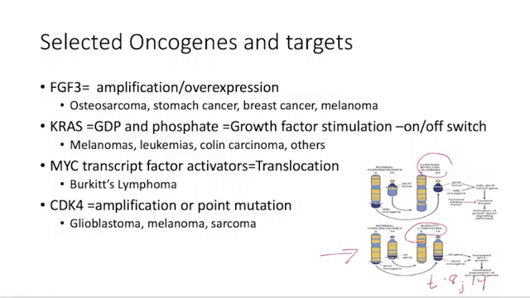And we could get an amplification or a point mutation with that. And you see there glioma, melanoma, sarcoma. Those are the cell cycle regulators. So when you get to the cell cycle, these cell cycle regulators are supposed to catch these mutations from happening, and then these would be problems in that regulation.